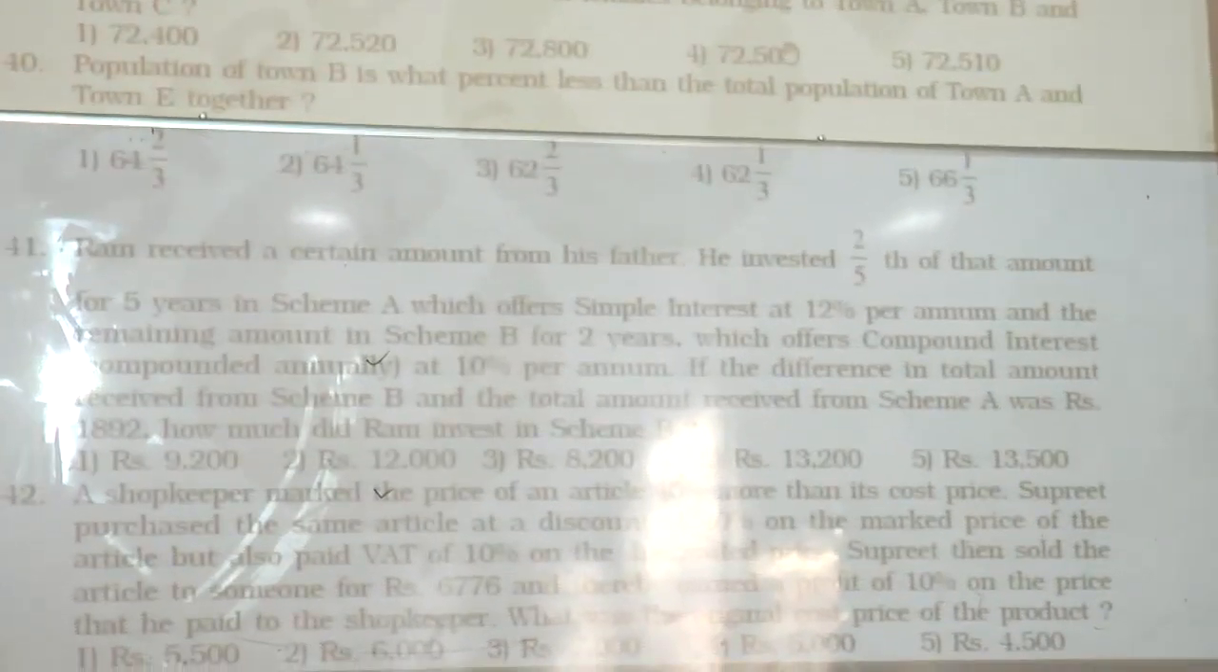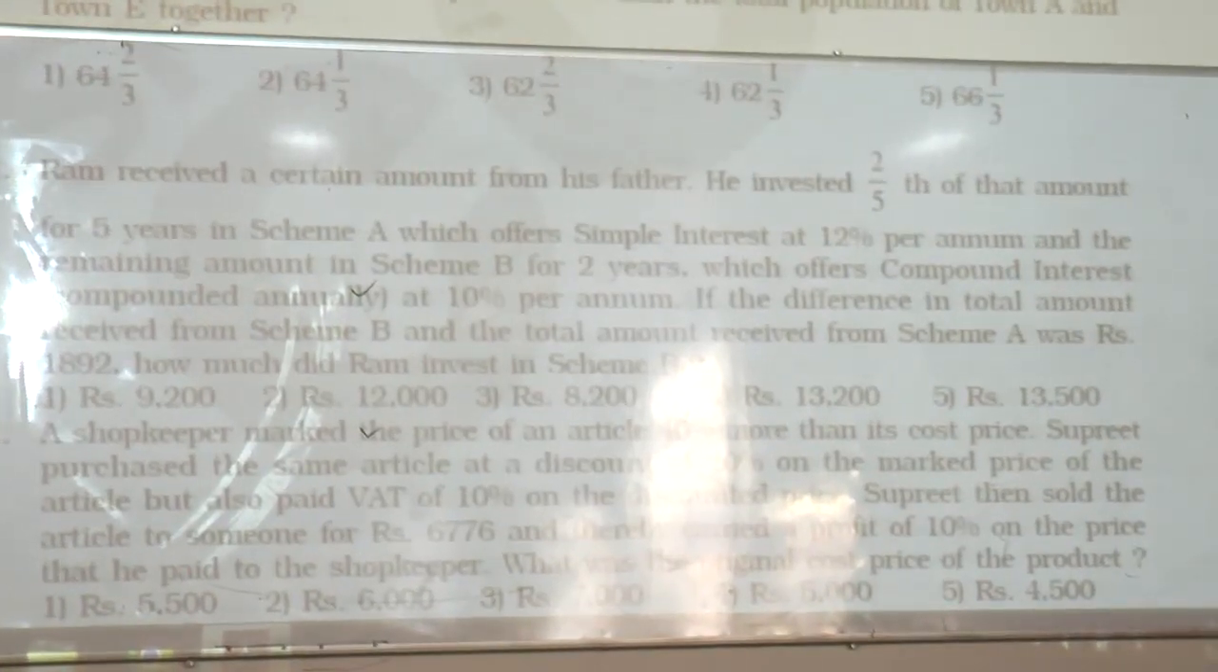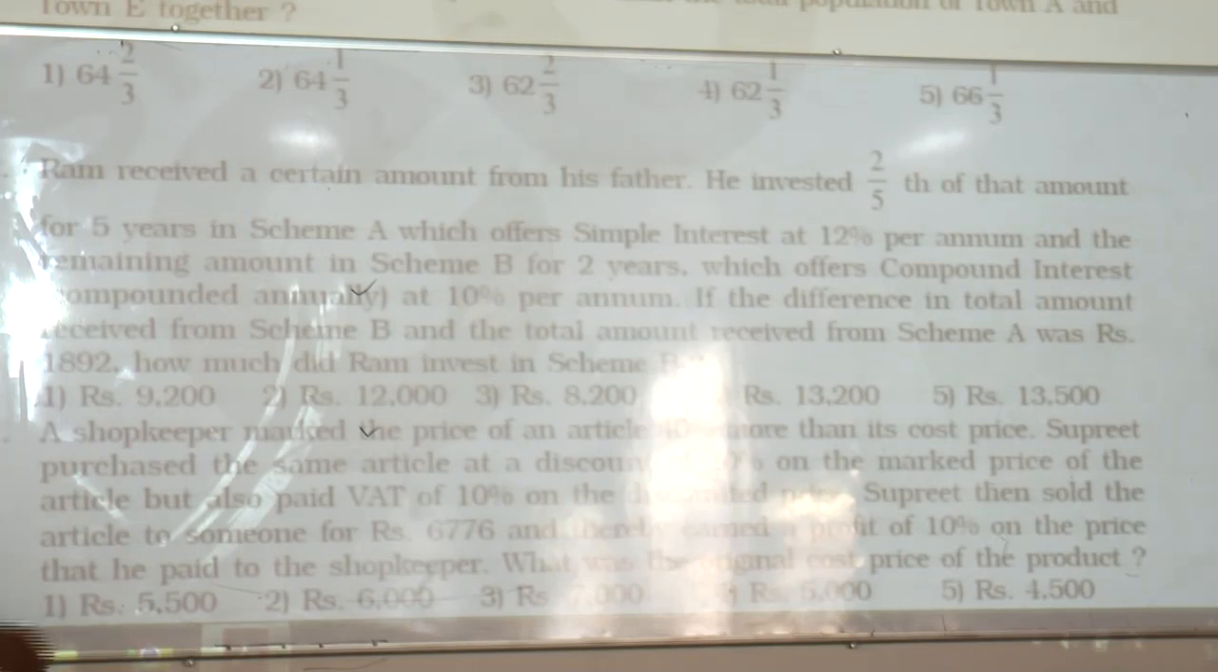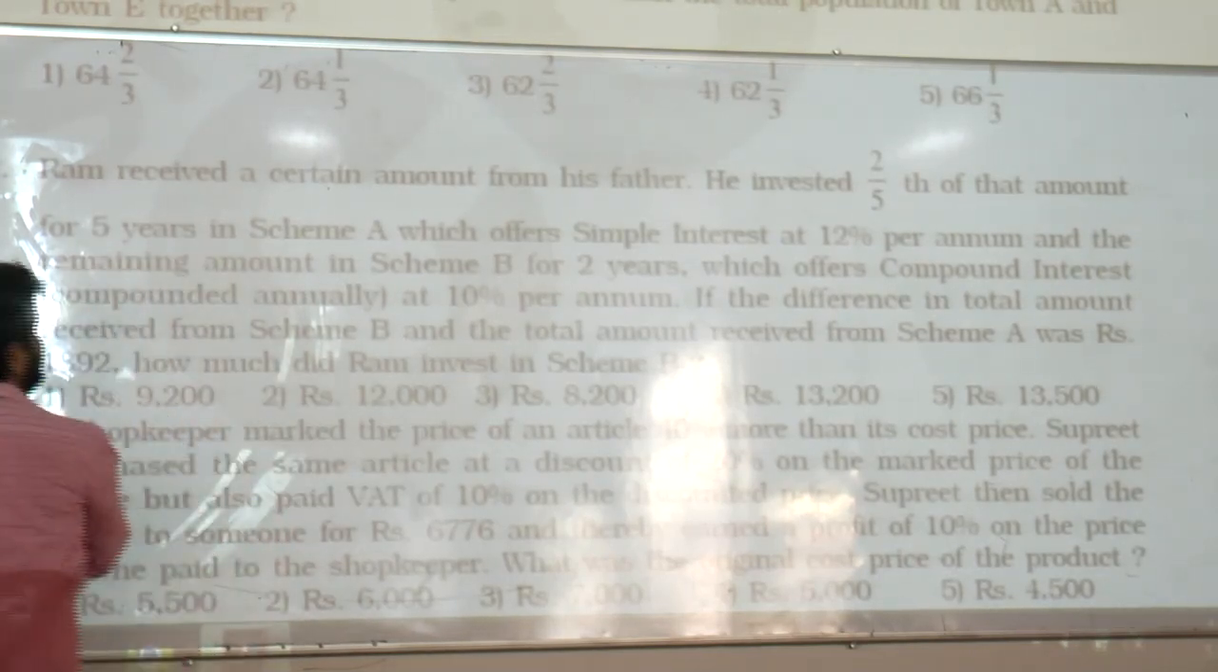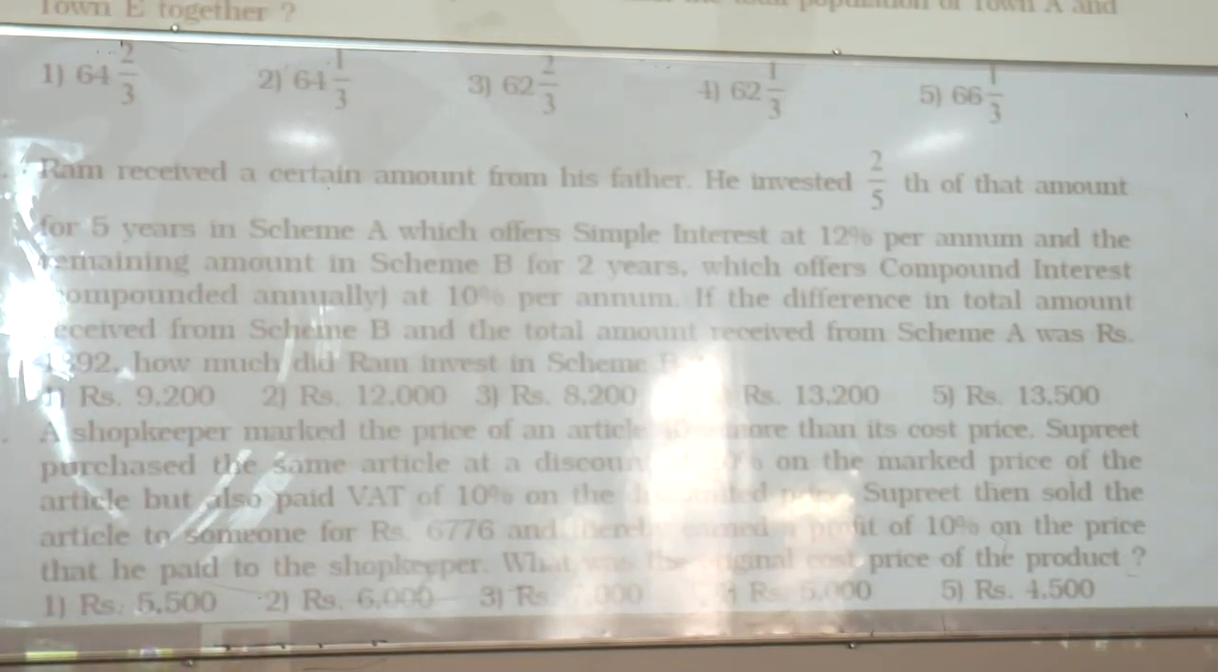Ram received a certain amount from his father. He invested 2/5 of that amount for 5 years in scheme A, which offers simple interest at 12% per annum, and the remaining amount in scheme B for 2 years, which offers compound interest compounded annually at 10% per annum. If the difference in total amount received from scheme B and the total amount received from scheme A was 1892, how much did Ram invest in scheme B?